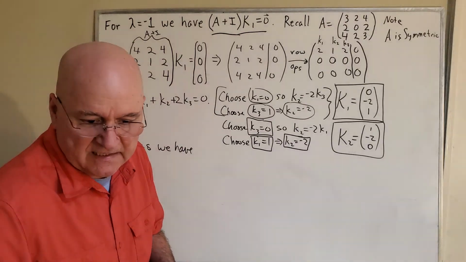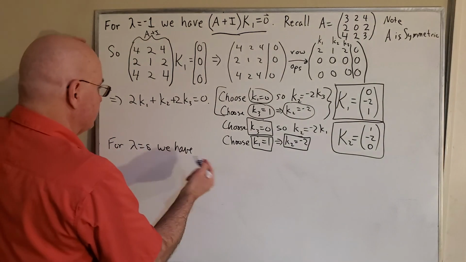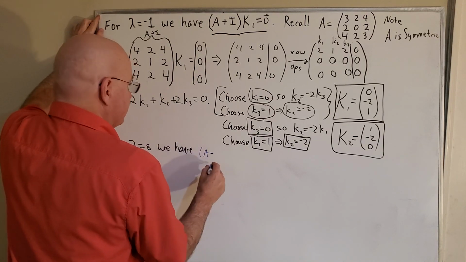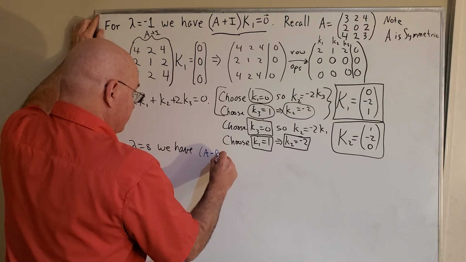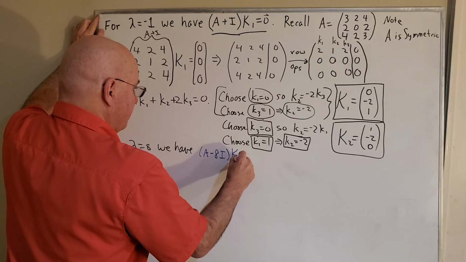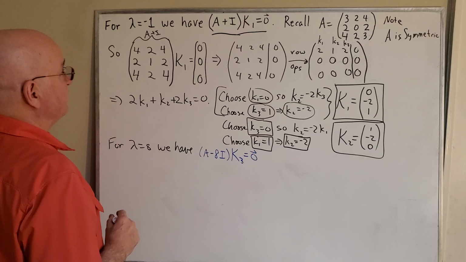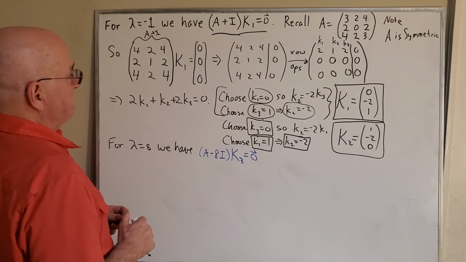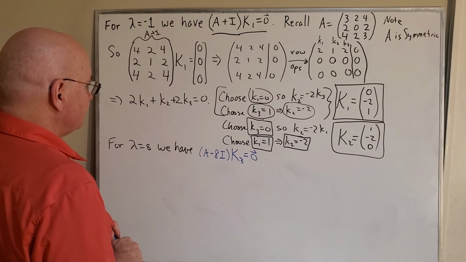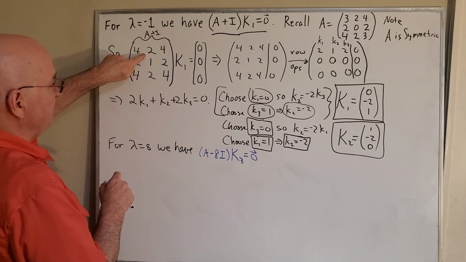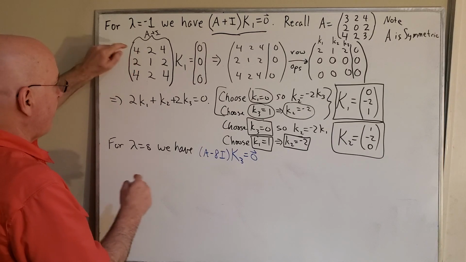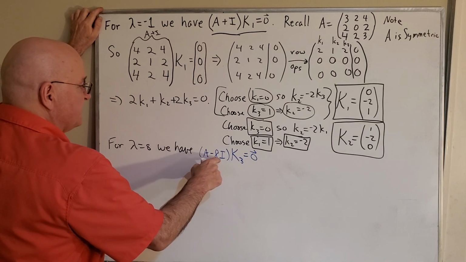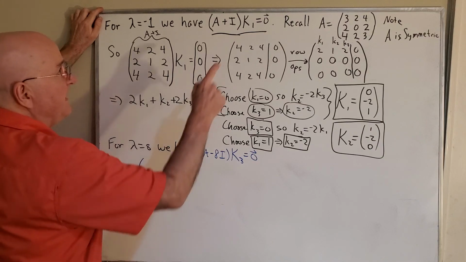Just to delineate, I should have started in blue, I'm going to use a different color. For lambda equals 8, we get A minus 8I, K3 equal to 0 vector. And we repeat what we just did. So let's just set this up. What would A minus 8I be? A is up here.